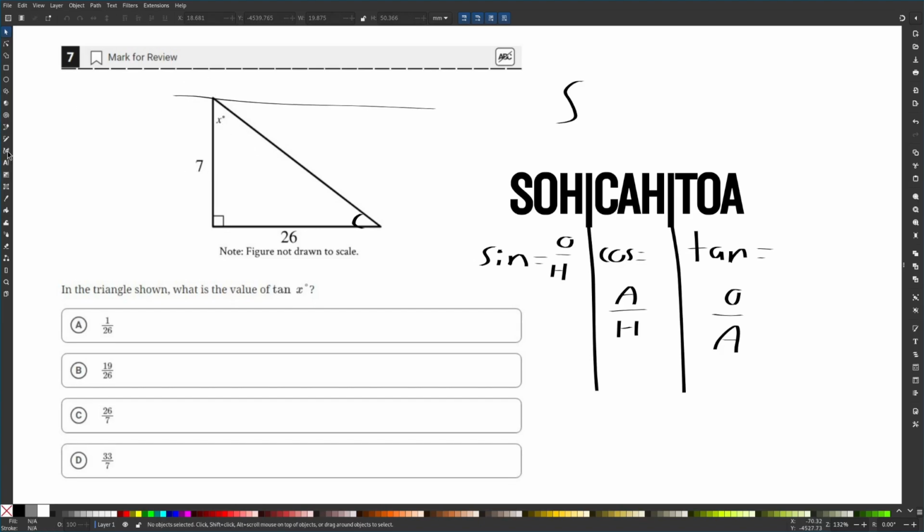Okay, now that we know what these symbols mean, we can just plug into here. Okay, so we do O divided by A, so that's 26 divided by the adjacent, which is 7. So the answer is 26 over 7.